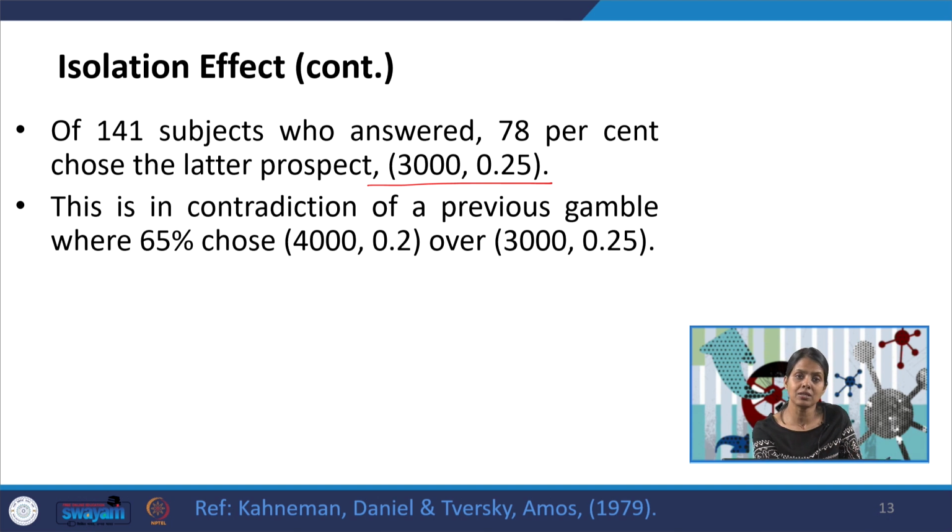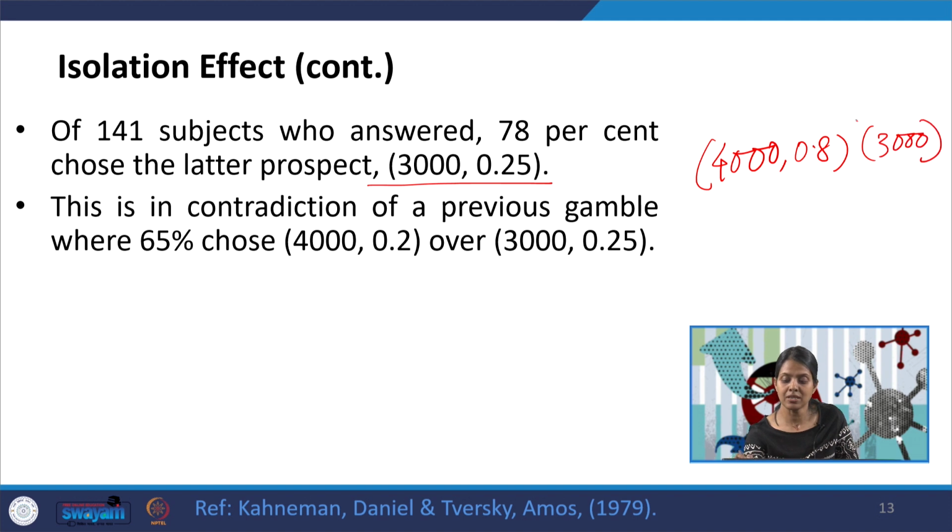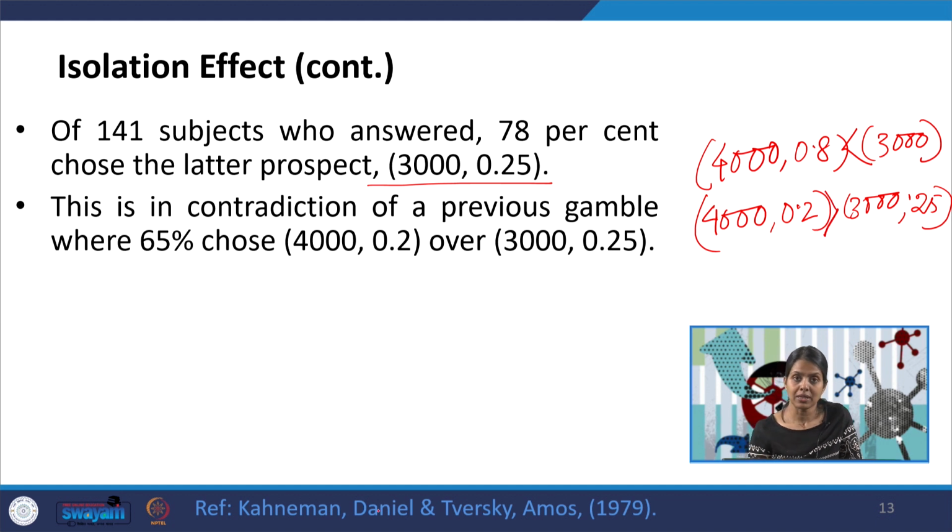So, the gamble we just discussed previously had two options, 4000 with 0.8 and 3000 with certainty. People basically preferred the latter over the former. But when they became 4000 with 0.2 and 3000 with 0.25, then people preferred the 4000 option over the 3000 one. But again, here we observe that in this case 78% actually preferred this one, which means a much lesser percentage preferred the other. So, this is a contradiction to what was observed previously.